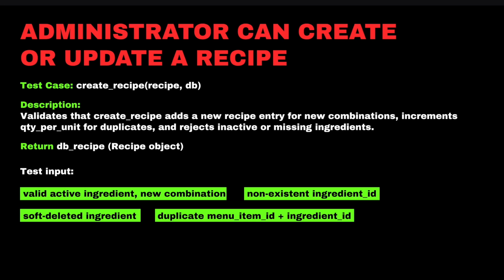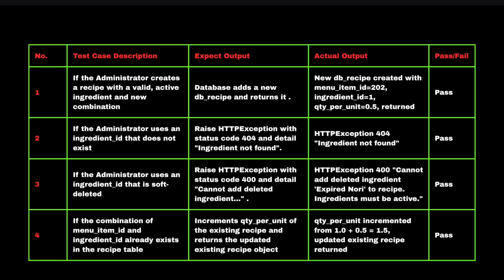For the valid case, a new recipe is created with menu item ID 202, ingredient ID 1, and quantity per unit 0.5. Non-existent ingredient gives 404. Soft deleted ingredient gives 400 with the message, cannot add deleted ingredient to recipe. And for the duplicate case, quantity per unit increments from 1 to 1.5 in the existing entry instead of creating a new row. All 4 pass.